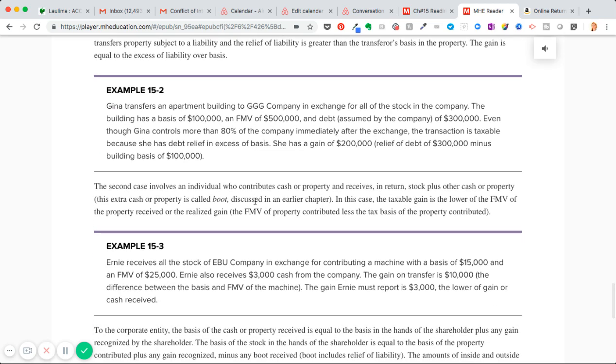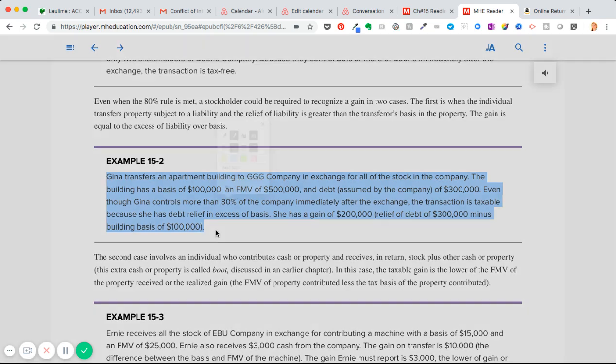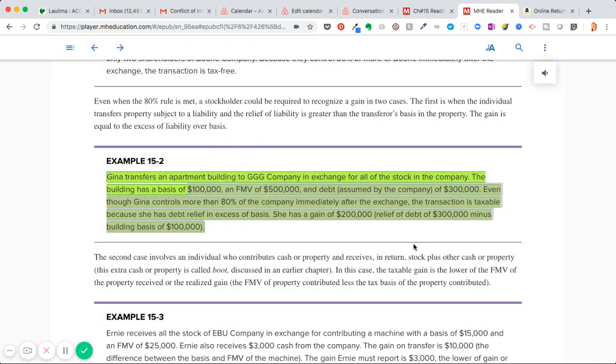All right, so let's look at a little example. Gina transfers an apartment building to GGG company in exchange for all the stock in the company. The building has a basis of $100,000 and a fair market value of $500,000, and debt assumed by the company is $300,000. Even though Gina controls more than 80% of the company immediately after the exchange, the transaction is taxable because she has debt relief in excess of basis.